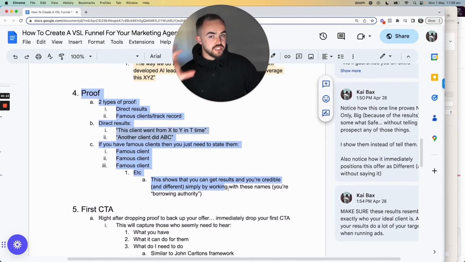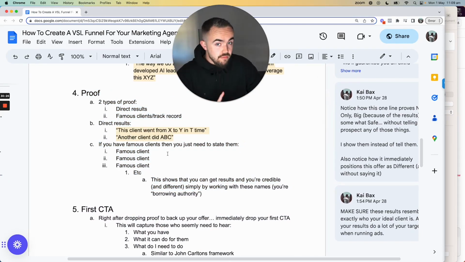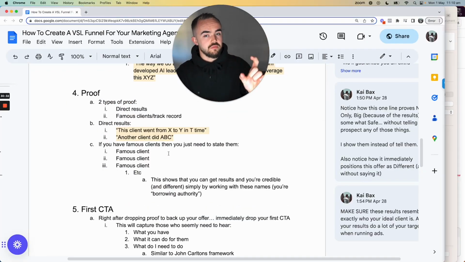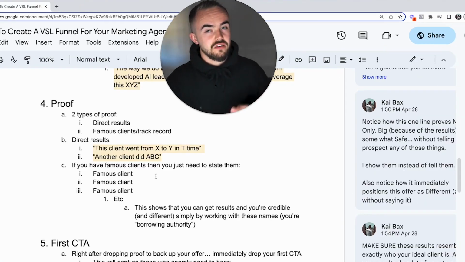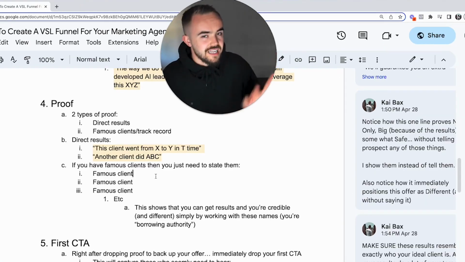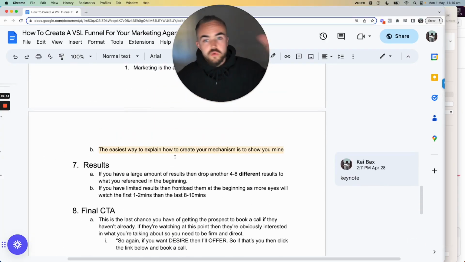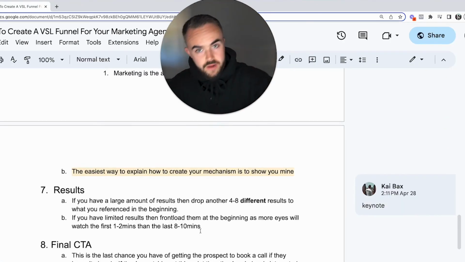But if you state one section of results here, and then you state the same results later on, then that makes the prospect think you've only got those results. But if you just say them once, they probably won't think anything of it, right? If you state them twice, then they start to think you've only got those results, and it can take away from the effectiveness of saying the result. However, if you've got multiple results, like hundreds of results, for example, then you want to do 4 to 8 in the beginning, and then another 4 to 8. But again, if you don't have that, just do one section of 4 to 8 in the beginning, and that's it.